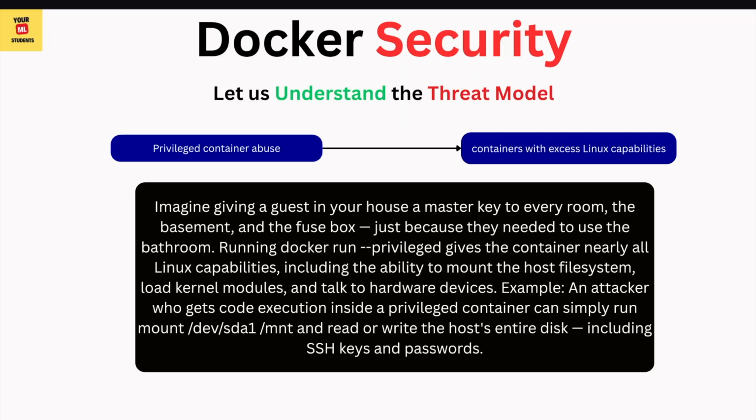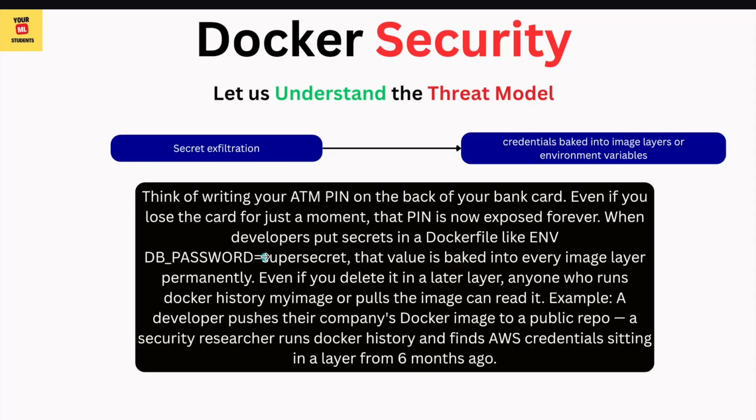Again, we will discuss more about how to fix the threats, but first of all, I am giving you the idea of what kind of threats can happen, and after this I'll give you the idea of how we can fix or stop these threats, okay. Next one is secret exploitation. Credentials baked into image layers or environment variables. Think of writing your ATM PIN on the back of your bank card. Even if you lost the card for just a moment, that PIN is now exposed forever. Simple, you have written your ATM PIN on the back of your bank card, and if for a few seconds someone is able to access that card, they can see your ATM PIN, correct.